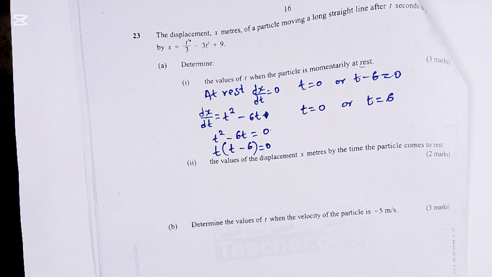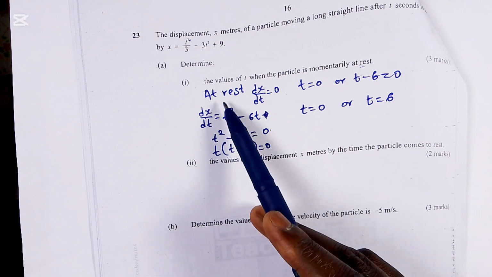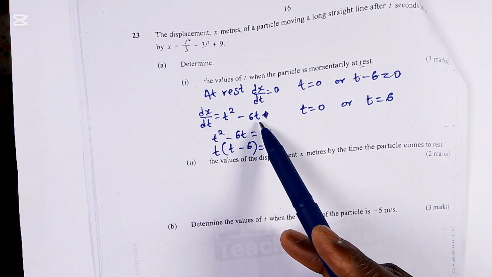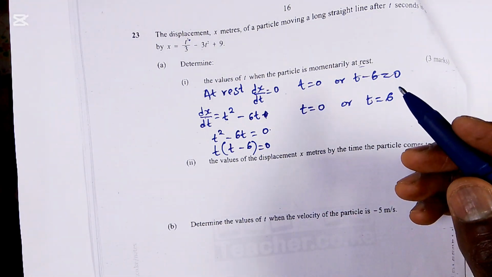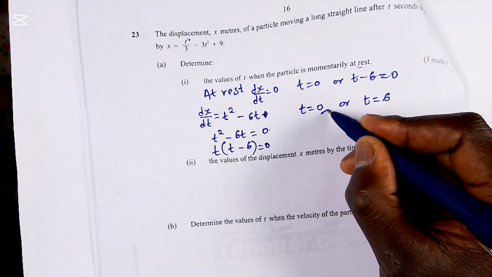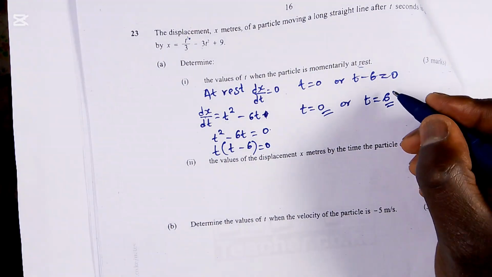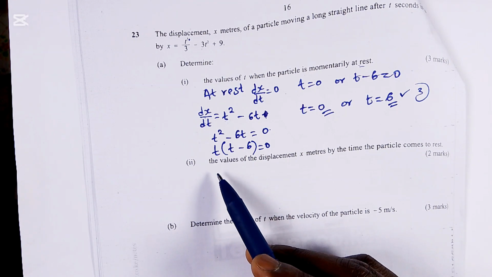You can check out my previous video that I taught concerning how to differentiate, so that you will understand what has happened to this function for it to become t squared minus 6t. So we have already determined the value of t when the particle is momentarily at rest. t is 0 and t is 6. So by doing that, you will get your 3 marks. So let's proceed to question Roman 2.